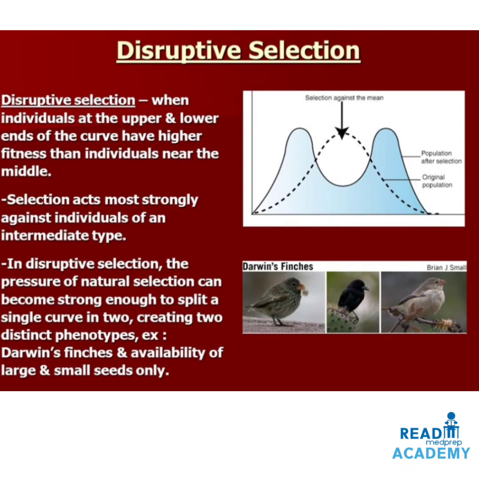Example, Darwin's finches and availability of large and small seeds only. In the curve you can see the split of the curve into two curves on either side, where the population occurs after selection, then the original population.